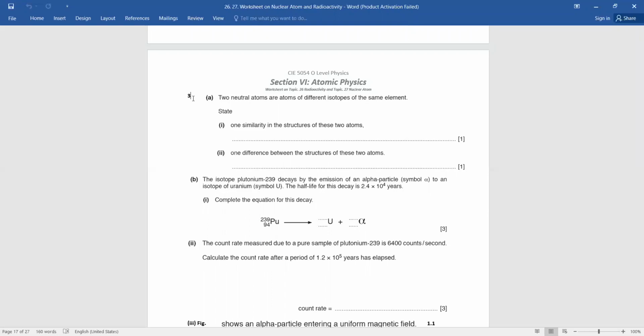Question 3A. 2 neutral atoms are atoms of different isotopes of the same element. State one similarity in the structure of these two atoms. Just a minute, hold on, everyone. Same proton.